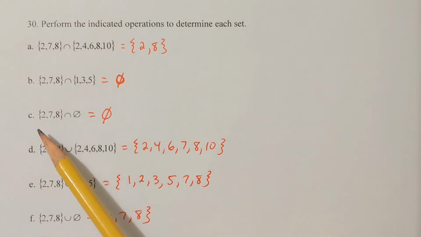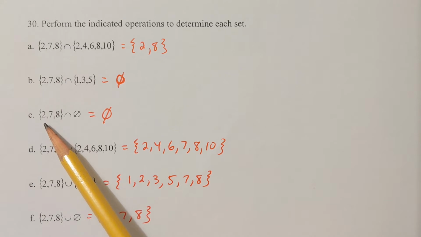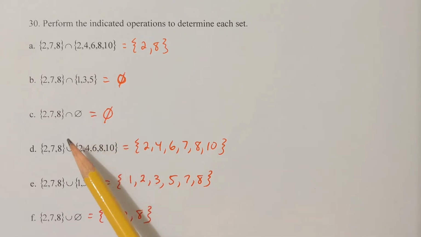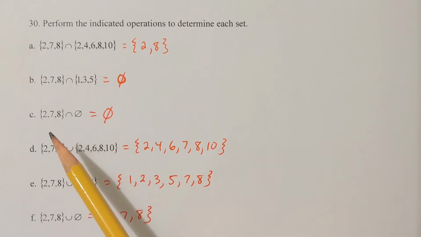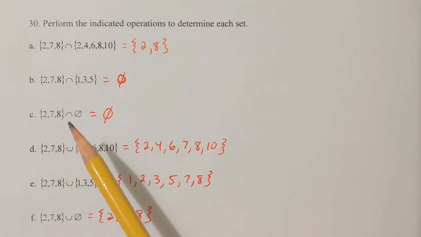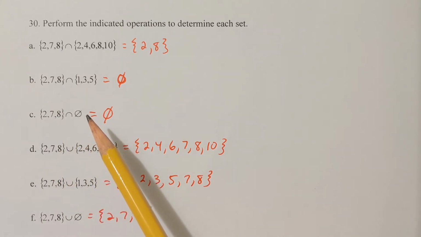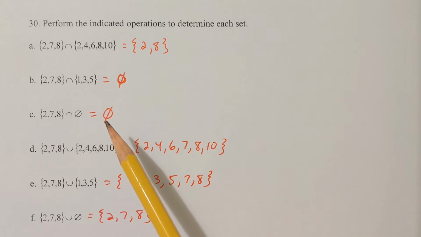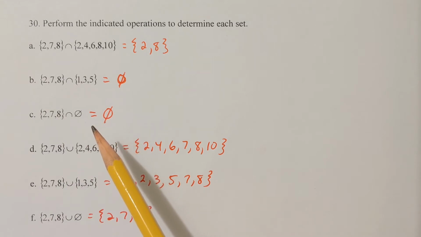Okay. Part C, the set containing 2, 7, and 8 intersect the empty set. Okay, so intersection means I'm talking about the two sets together, and any element that I see in both the sets. Well, if one of the sets is the empty set, it has nothing in it, right? So the answer is going to be the empty set.